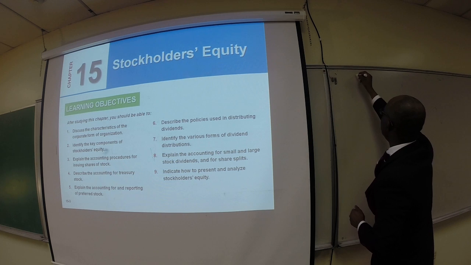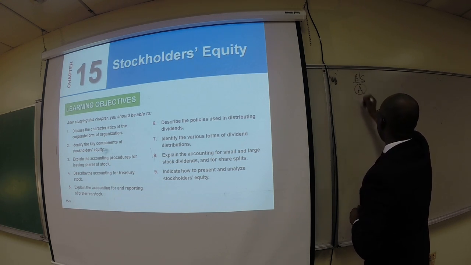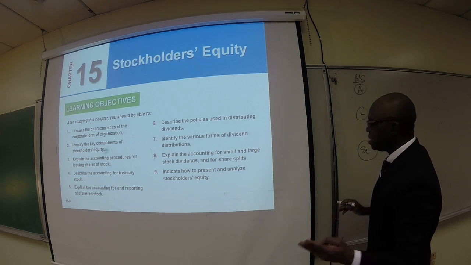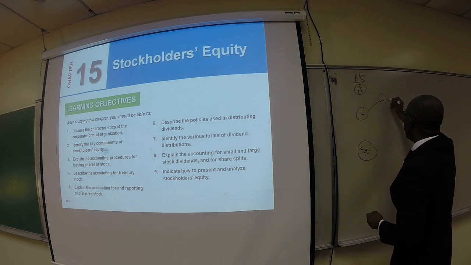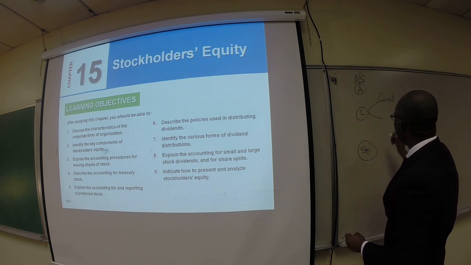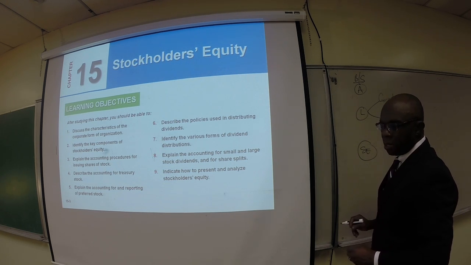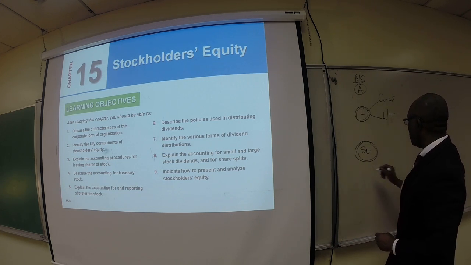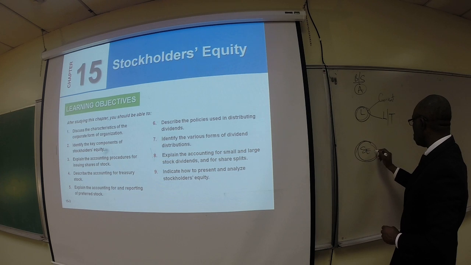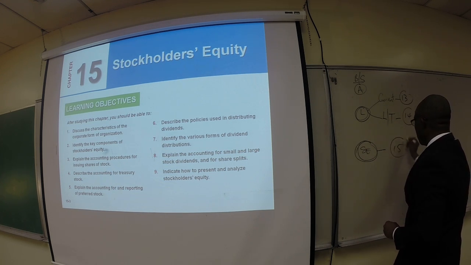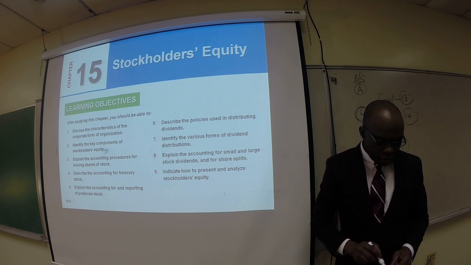As we discussed in the previous chapter, we have assets, liabilities, and stockholders' equity, the 3 elements of the balance sheet. In chapter 13, we talked about the accounting principles and their applications regarding current liabilities. Then in chapter 14, we shifted gear and talked about long-term liabilities. Now in chapter 15, we are going to move from the liability component of the balance sheet, chapters 13 and 14, and talk about the stockholders' equity section of the balance sheet.